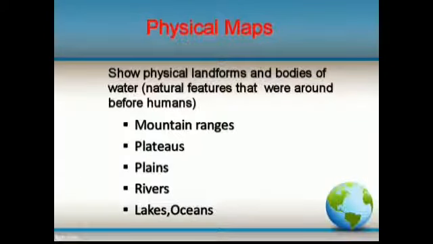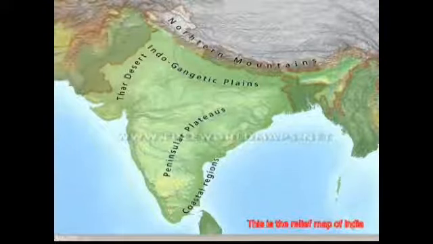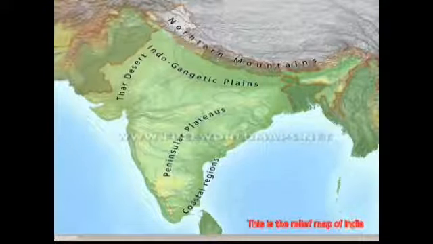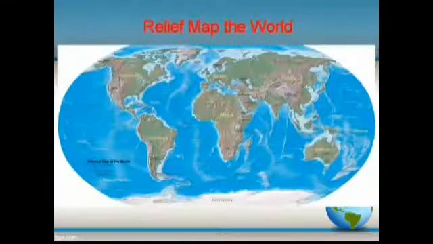Physical maps. Maps showing natural features or physical landforms and bodies of water, plateaus, mountains, plains are called physical or relief maps. This is the relief map of India. Again, this relief map is of the world.